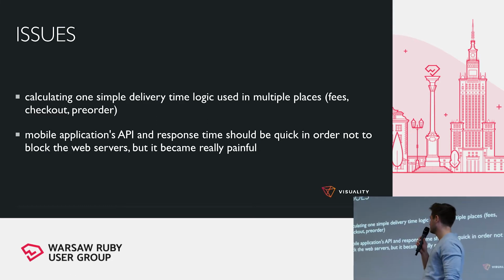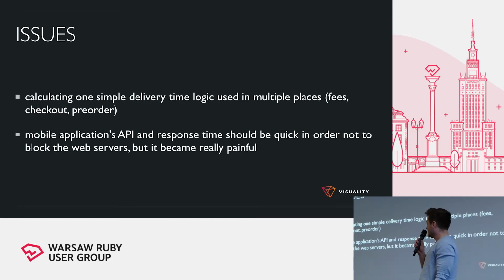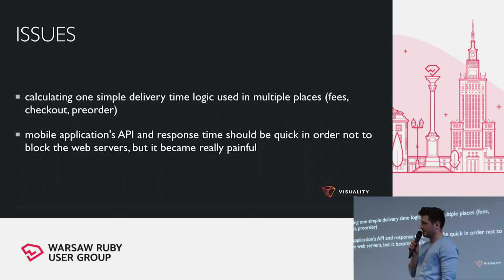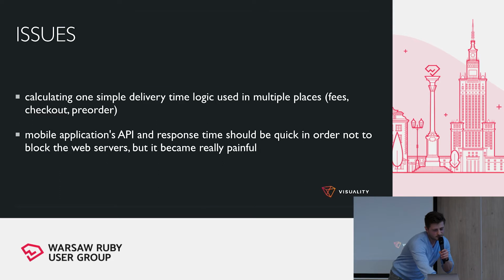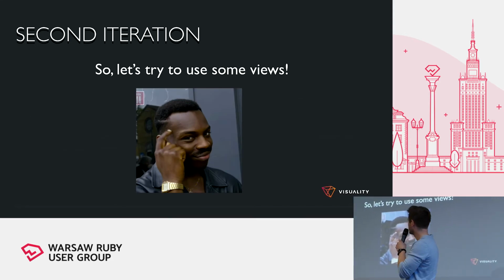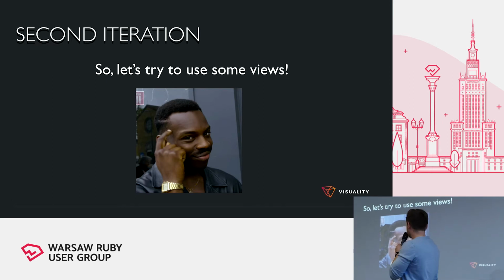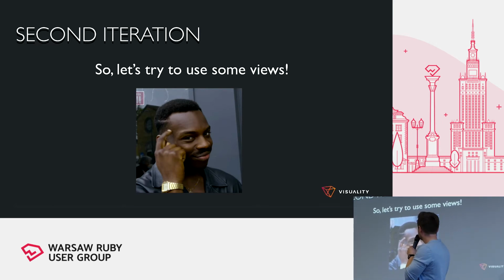and it was used in multiple places, like fees, checkouts, pre-orders, and so on. A mobile application API's response time should be quick in order not to block the web servers, but it became really painful in this respect. So we had to do something about that, and the idea was: let's put more into SQL, and let's also make it kind of abstract logic, so let's try to use some views.